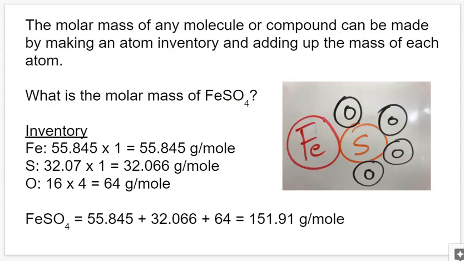So what I need to do is take my atomic mass of iron, multiply it by 1, my atomic mass of sulfur, multiply it by 1, and my atomic mass of oxygen, and multiply it by 4, and then sum up all of these values. And then eventually I'll end up with the value of 151.91 grams per mole. So I know that if I have 151.91 grams of iron 2 sulfate, that I have 1 mole of that substance. And then I can also figure out, based off of any amount of grams of this substance, how many moles I have by using the molar mass as a conversion factor.